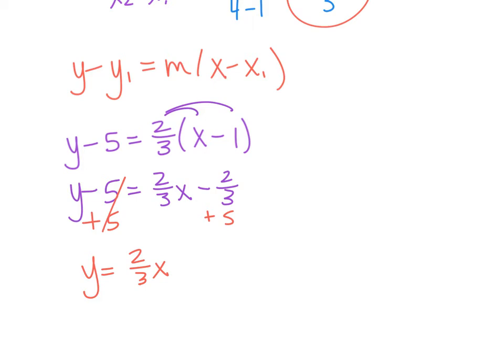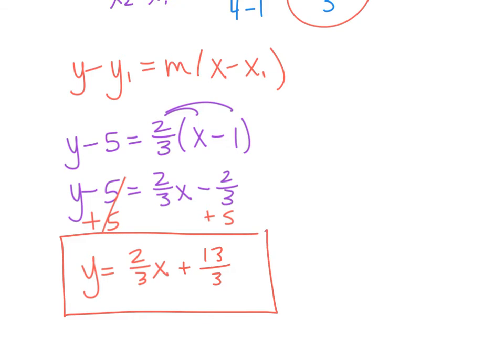And then -2/3 plus 5, you can use the fraction button on your calculator, and you should get a positive 13/3. So this is slope-intercept form. You can see our slope is the 2/3, our y-intercept is the 13/3.